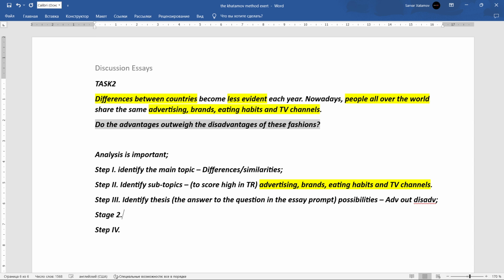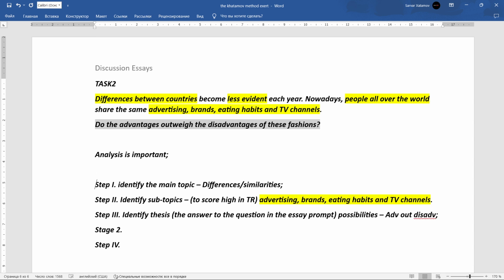So basically we're done with the analysis of the question, and now this is actually stage 2. Stage 1 is question analysis, right here, and stage 2 is actually the brainstorming process. Once you're done with the question, you start brainstorming. So what is brainstorming? Some people like to call it idea generation, but I like to call it brainstorming. I guess this is a more direct way of saying that.